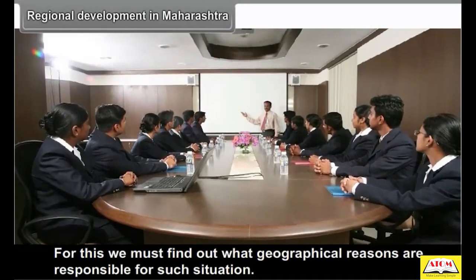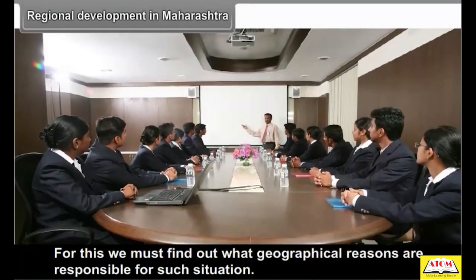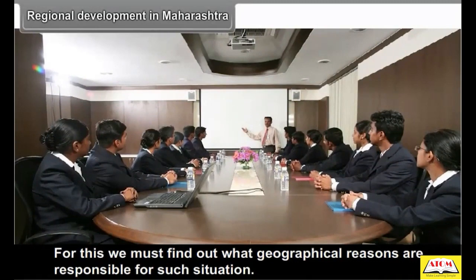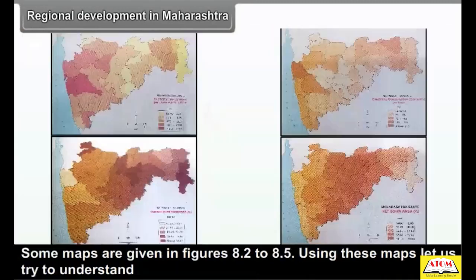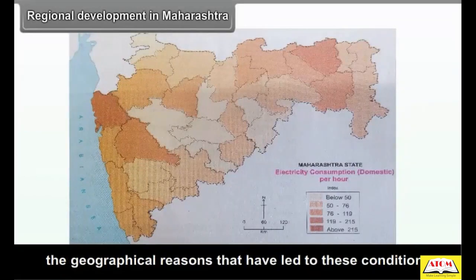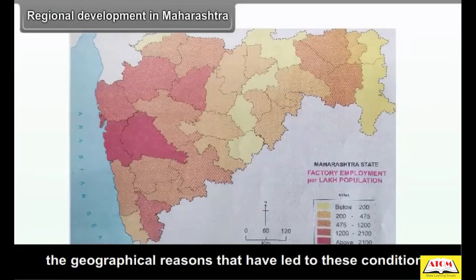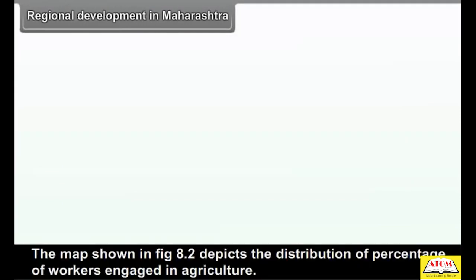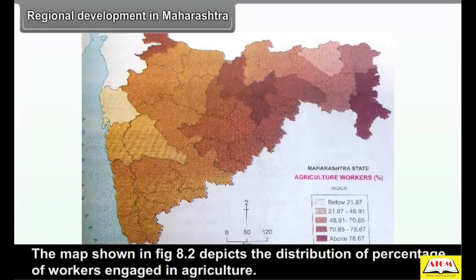For this, we must find out what geographical reasons are responsible for such situations. Some maps are given in figures 8.2 to 8.5. Using these maps, let us try to understand the geographical reasons that have led to these conditions. The map shown in figure 8.2 depicts the distribution of percentage of workers engaged in agriculture.